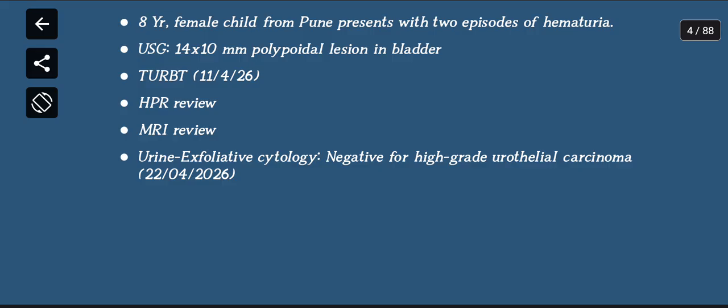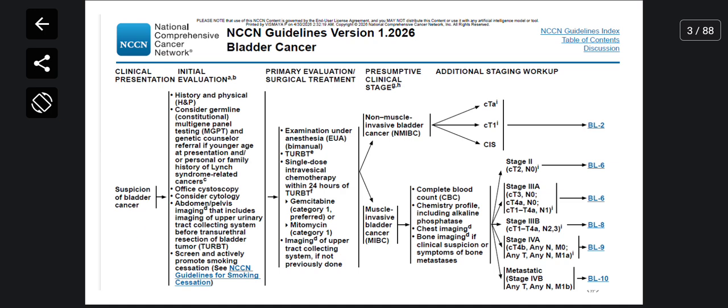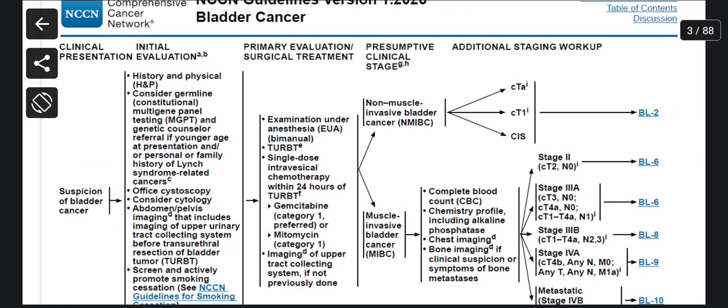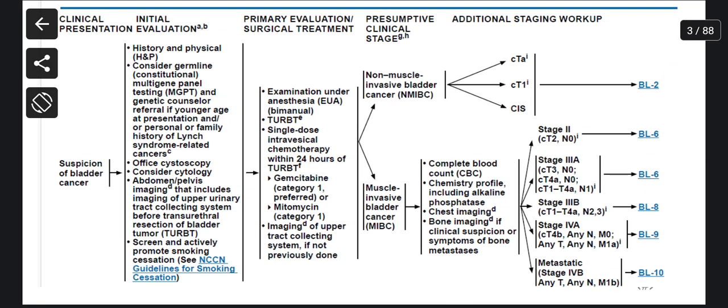As a follow-up, as a protocol, they also did urine cytology. Urine cytology was reported as high grade, suspicious for high-grade urothelial carcinoma. So, as per NCCN guidelines, whenever there is suspicion of bladder cancer, you get a history, germline testing for Lynch-related cancers if the patient is of younger age, cystoscopy, abdominal pelvis imaging, and if there is a history of smoking, screen and actively counsel them for quitting smoking.